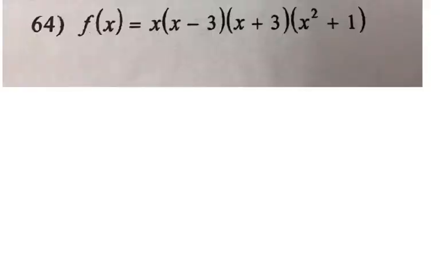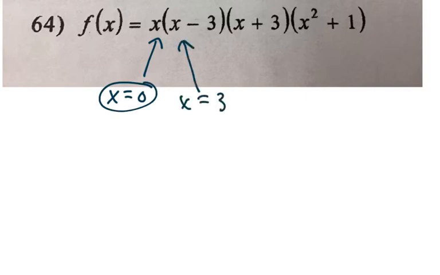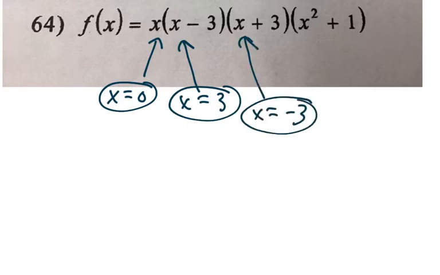Let's see how you did. We know that right there simply means x equals 0, correct? We know right there x equals positive 3. 3 minus 3 is 0. We know right there x equals -3. -3 plus 3 equals 0.